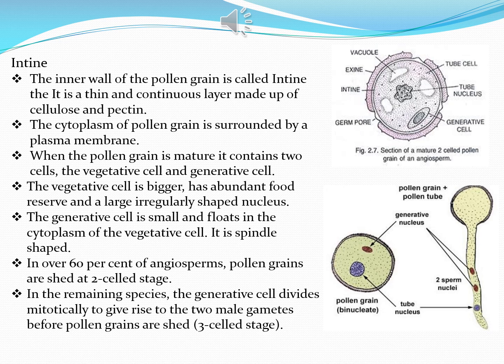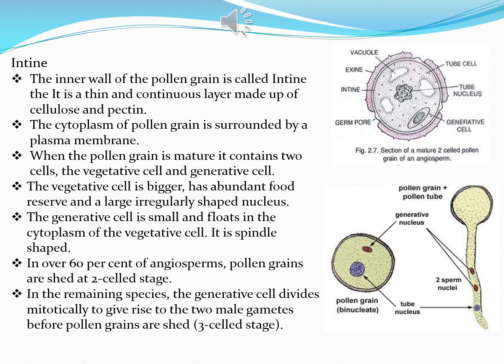Okay, so one more diagram here, you can see. One more diagram. In 60% of cases, it is shed at the time of two cells. In some cases, what happens is it is shed at the three-cell stage. Okay, so in 60% of angiosperms, it is shed at the stage of two cells, and the division then occurs in the pollen tube.